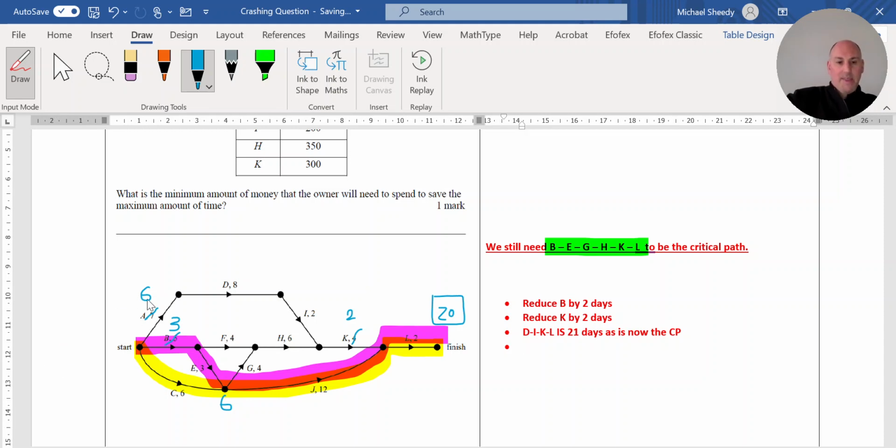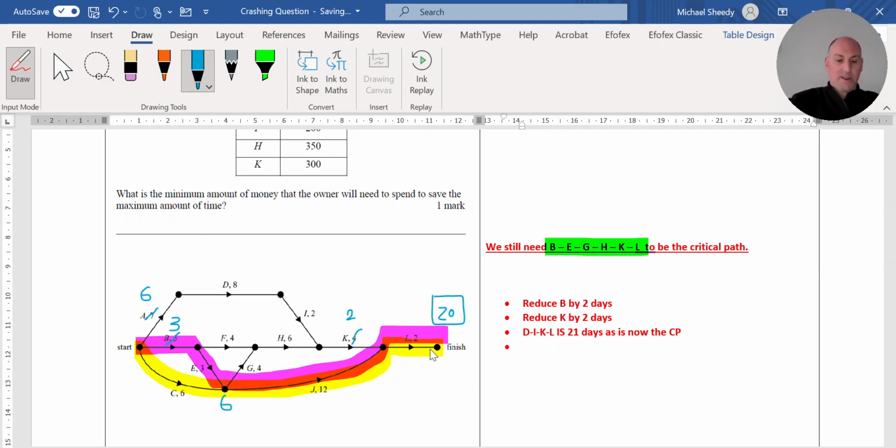If I crash A and reduce it by 1 hour down to 6, if I look now across the top, I get 6 plus 8, which is 14, plus the 2 for I, which is 16, plus the 2 for K, which is 18, plus the 2 for L, which is 20. So that's perfect. So that path of 21 has now been reduced to 20, which now is also a critical path. However, I've still got my original path, BEG-HKL, as 20, so still remaining as the critical path.